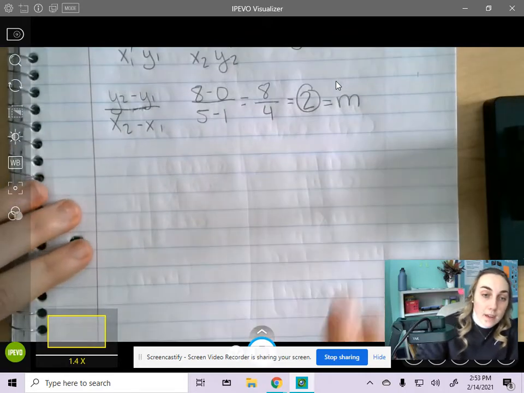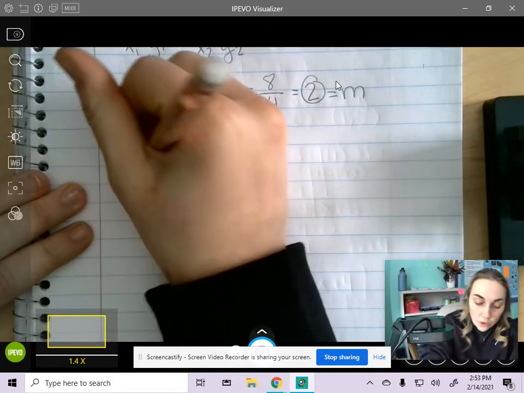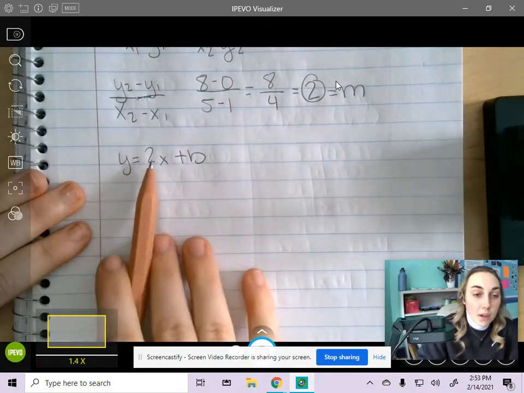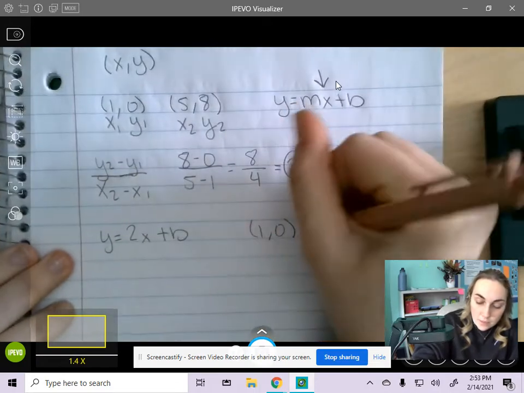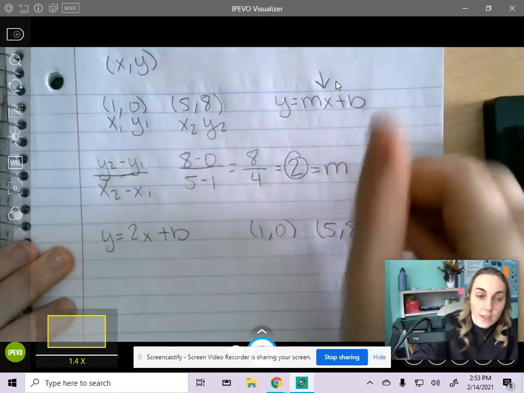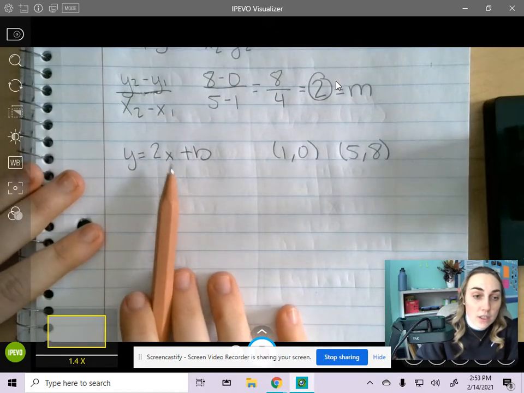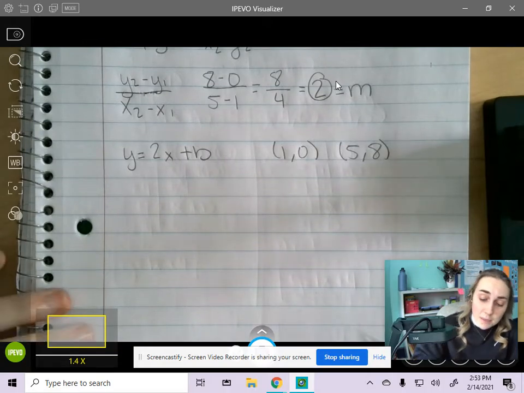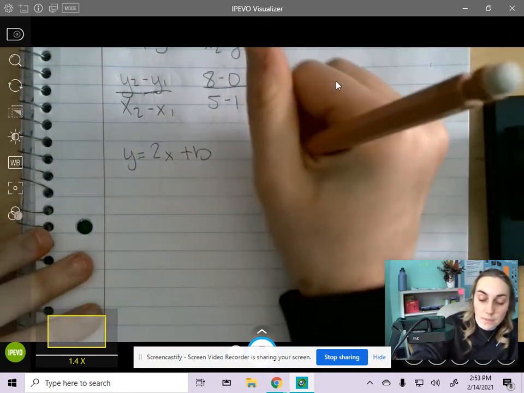So cool. We can put slope now into our equation. 2x plus b. Okay? We put slope into our equation. And we have our two ordered pairs. We have 1 and 0 and 5 and 8. And our next step to find the y-intercept is we need to substitute one of these into the equation and solve for b. Now, again, it doesn't matter which one you choose. In this particular case, I'm going to choose this one because it looks easier. So let's use this one.